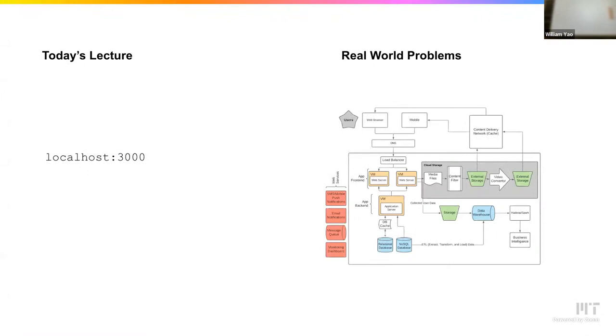But just to take a step back, it's worth mentioning that, just by way of analogy, the example we're going to look at today is kind of like the localhost 3000. And in the real world, it gets a lot messier, a lot more complex, and a lot more data, and more sophisticated logic.